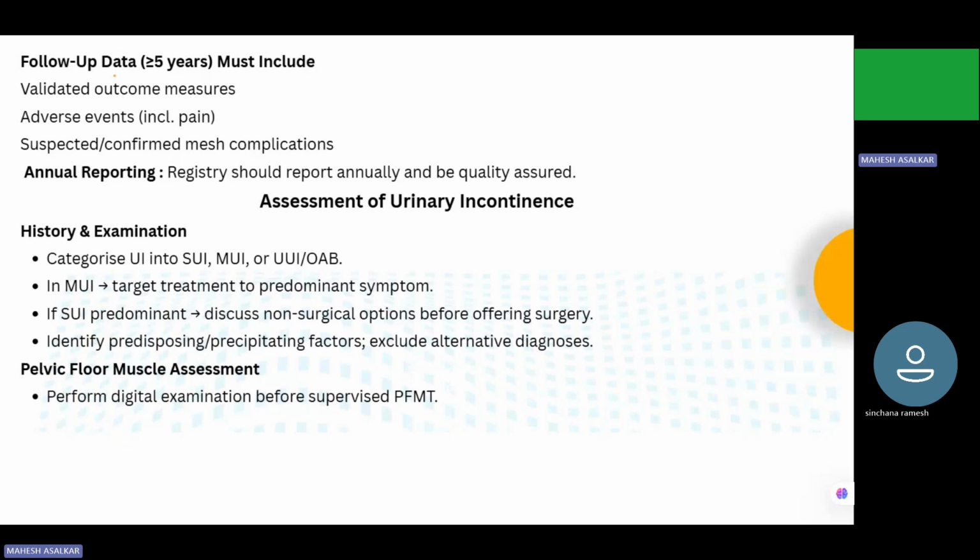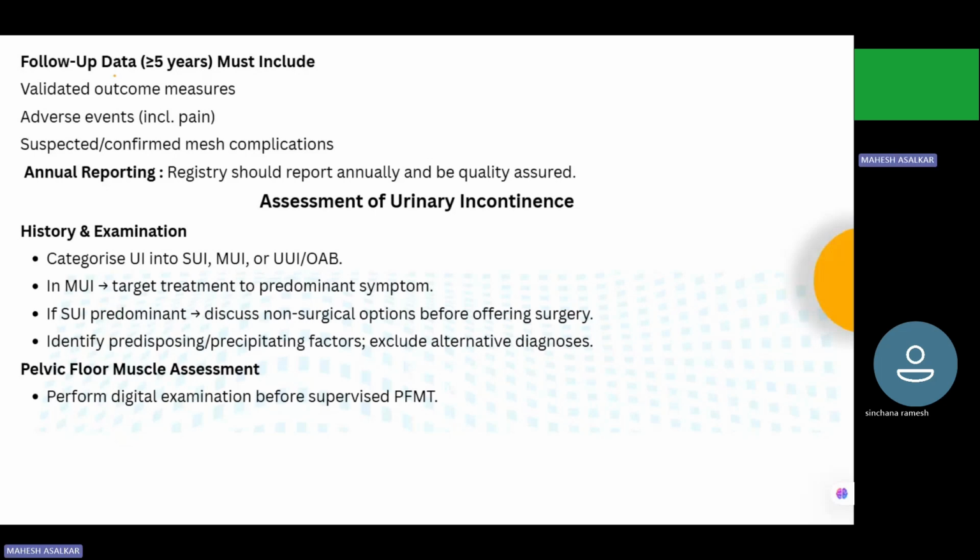Depending upon the symptoms of the patient and the proper history, we need to work it out. If it is mixed, then the target of treatment will be as per the predominant symptoms, whether urge is predominant or stress is predominant. Okay, if it is mixed, then you will target your treatment towards the predominant symptom. Okay, if SUI is predominant, discuss non-surgical options before offering surgery.